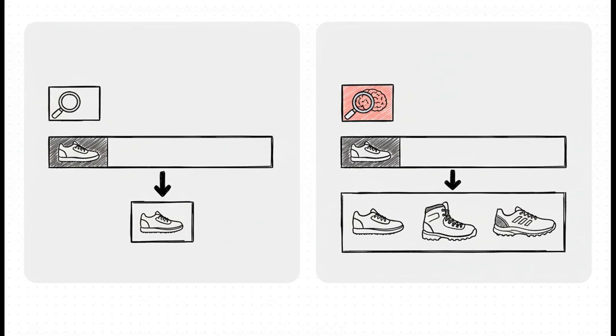Simple. But on the right, you have semantic search. This one understands the concept. So a search for outdoor shoes might also pull up hiking boots or trail runners because it gets the intent behind your search. Weaviate's trick is that it does both of these at the exact same time.